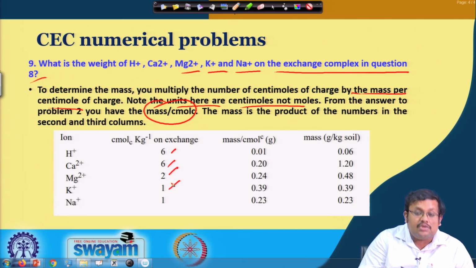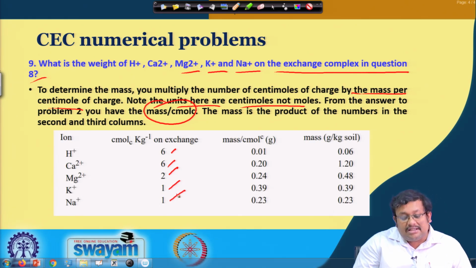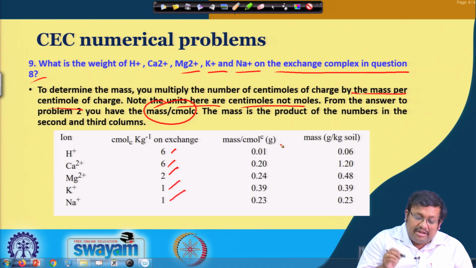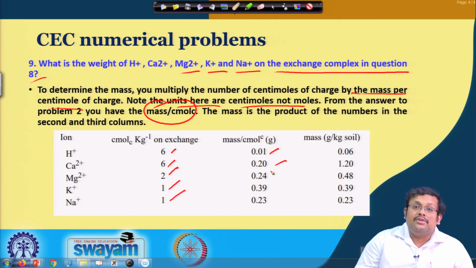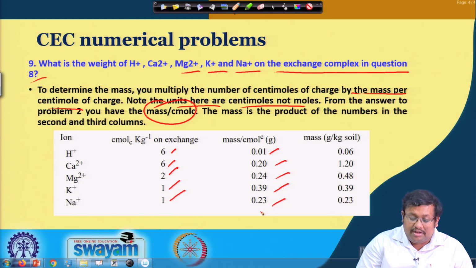In case of K plus, it is 1 centimolar charge per kg. In case of sodium, it is 1 centimolar charge. Now, we already know from table 2 or from problem 2 that the mass per centimolar charge is 0.01 gram for hydrogen, 0.20 gram for calcium, for magnesium it is 0.24 gram, for potassium it is 0.39 gram and for sodium it is 0.23 gram.